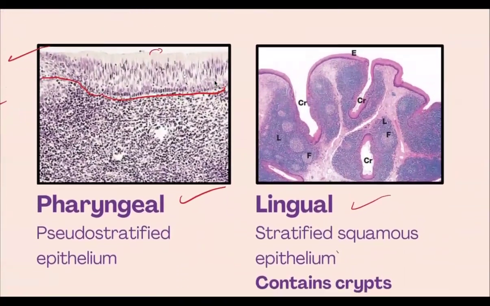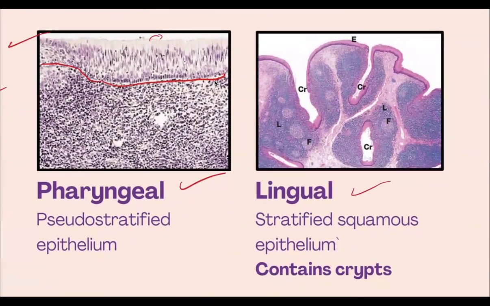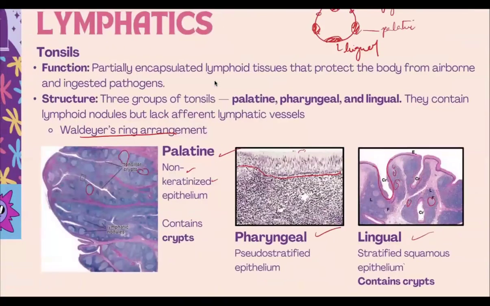And lastly, you have the lingual tonsils. These are under your tongue. Your tongue's epithelium is stratified squamous. This is the epithelium, and under it you have the lymphoid tissue. You can see it very clearly. These also contain crypts, just like the palatine tonsils do. The circles are the lymphatic tissue, and the crypts are these lines.